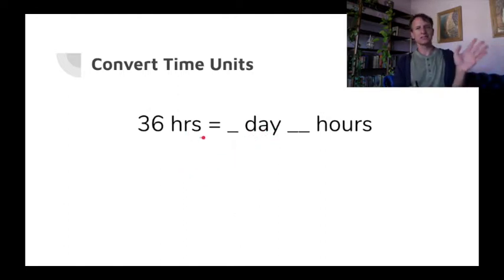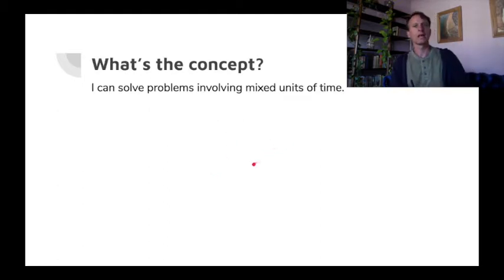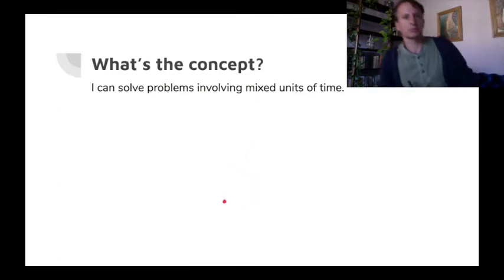36 hours in days and hours. You probably remember we were just doing 12, 24, 36. So you know it's going to be a day and a half, isn't it? So 1 day and half day is 12 hours. Great. Now we're going to get into the problems.